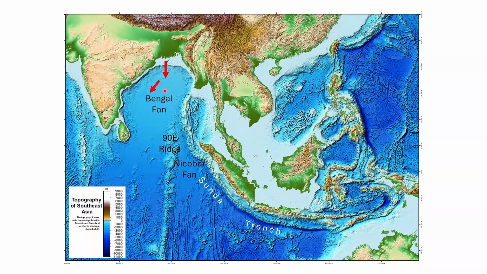What we care about is the part that heads off to the east, gets funneled in that direction by the 90 East Ridge, down into the Nicobar Fan, and then because of subduction of many high ridges, most of the sediment that comes further than that is getting funneled down the actual trench axis.